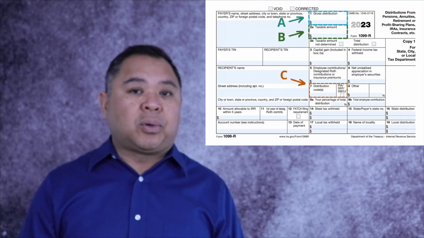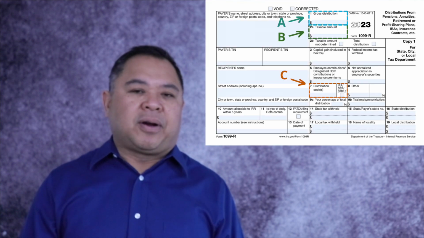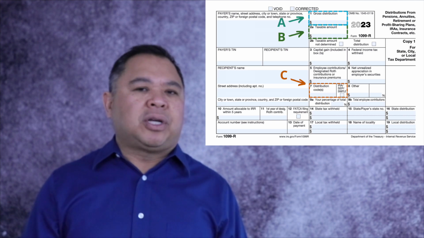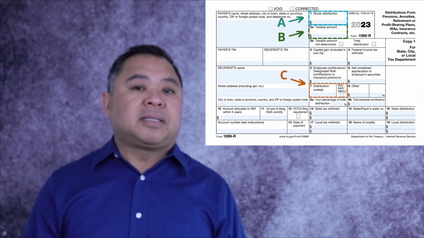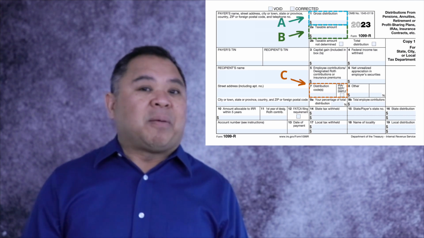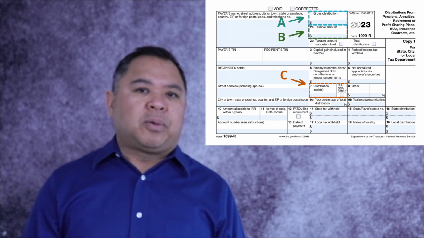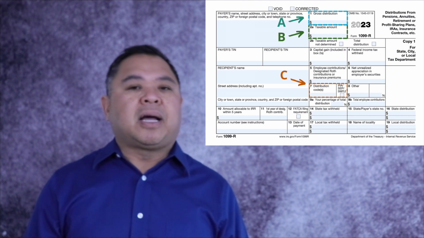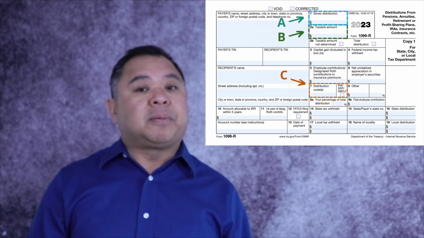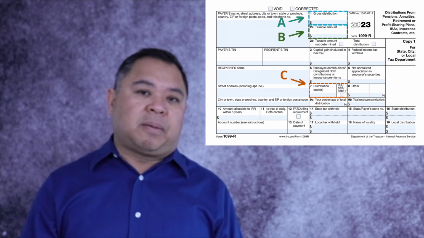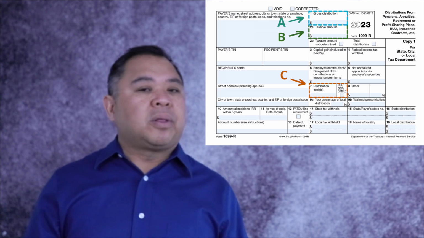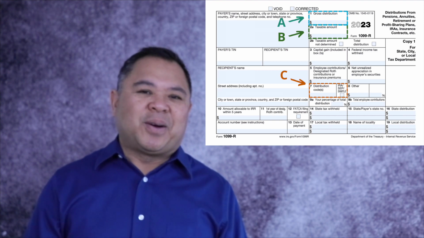Box 1 reports the total distribution distributed from your IRA. Box 2A generally depicts the amount that is taxable or not taxable. Now, Box 7 will depict the appropriate IRS code that will tell the IRS whether or not you, the IRA holder, are subject to a 10% penalty or not subject to a 10% penalty, as well as whether or not the distribution is taxable or non-taxable.